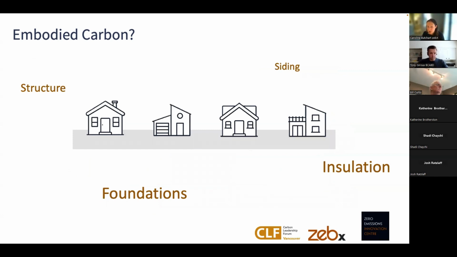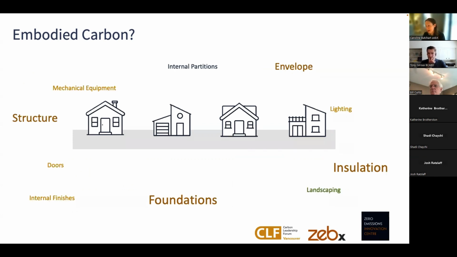Typically when we're talking about embodied carbon, we are talking about the structure, the foundation, the siding, the insulation. There are a lot more pieces that actually contribute to the embodied carbon of a home, but there's not a lot of information about things like lighting or mechanical equipment or internal finishes. So when we do an embodied carbon assessment of a home or a building or a bridge or whatever it is, we typically limit the scope to things like the structure, envelope, foundations, and insulation. And we know that those are the big hitting components in a building.